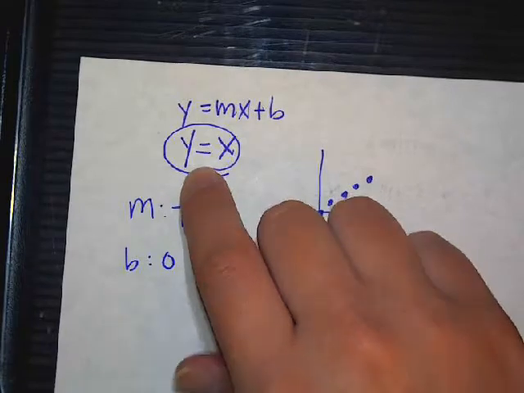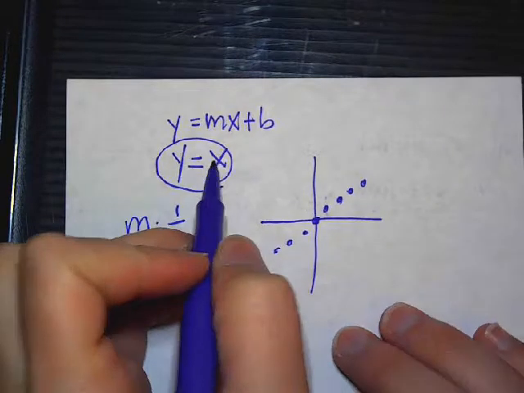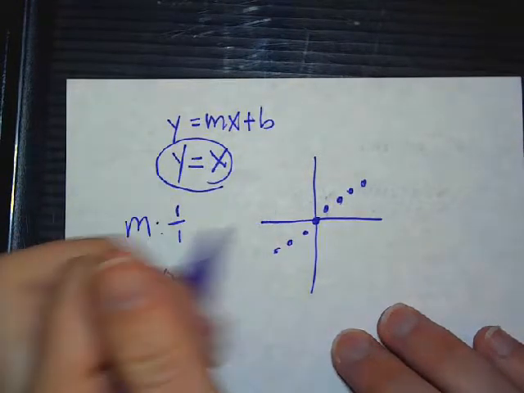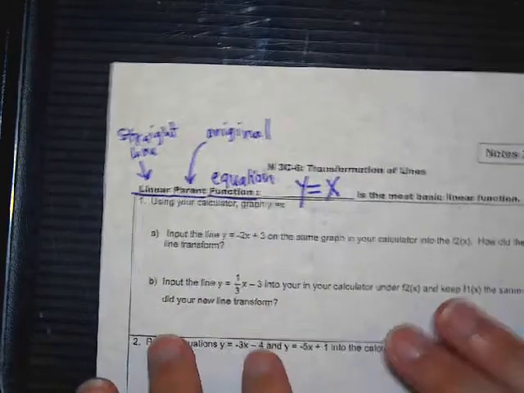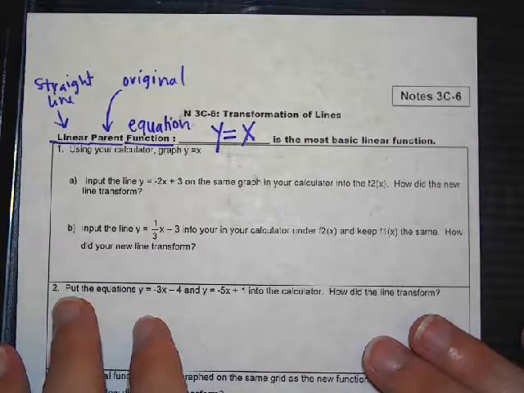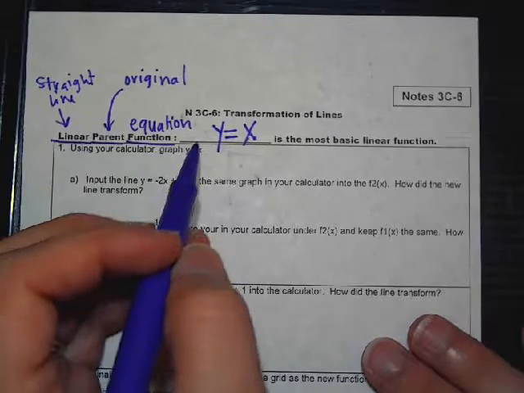So what we're going to do today is we're going to give you some new equations that have a different number in front of the x and a different b. And we're going to compare that to the original. Okay, so number 1 says, using your calculator, graph y equals x.